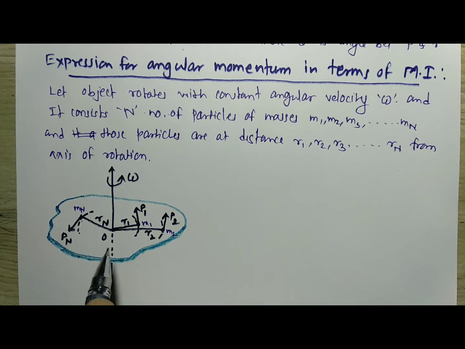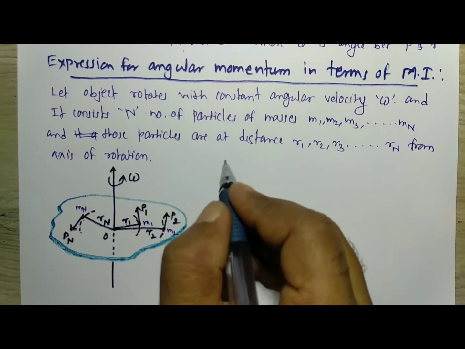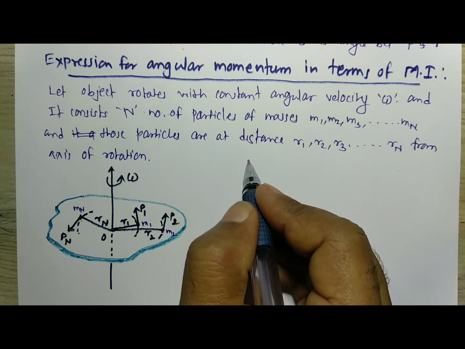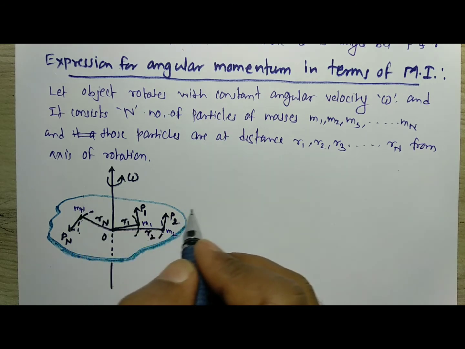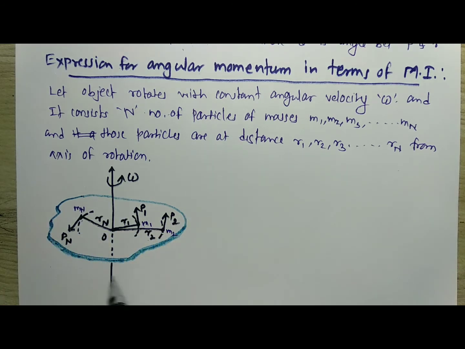We know that the linear velocity of those particles is given using angular velocity and radius vectors. Let this body rotate about an axis passing through point O, so all particles perform circular motion, and p1, p2 and so on up to pn are the linear momenta of each particle.